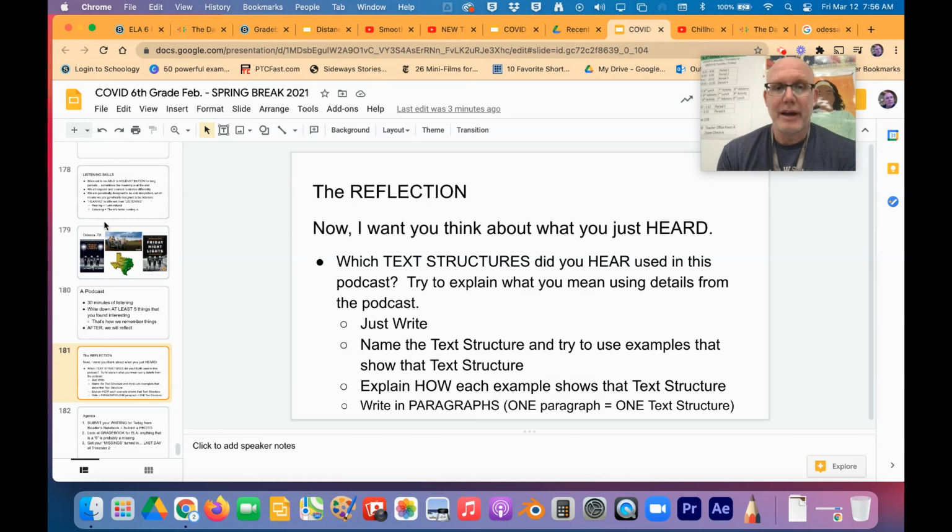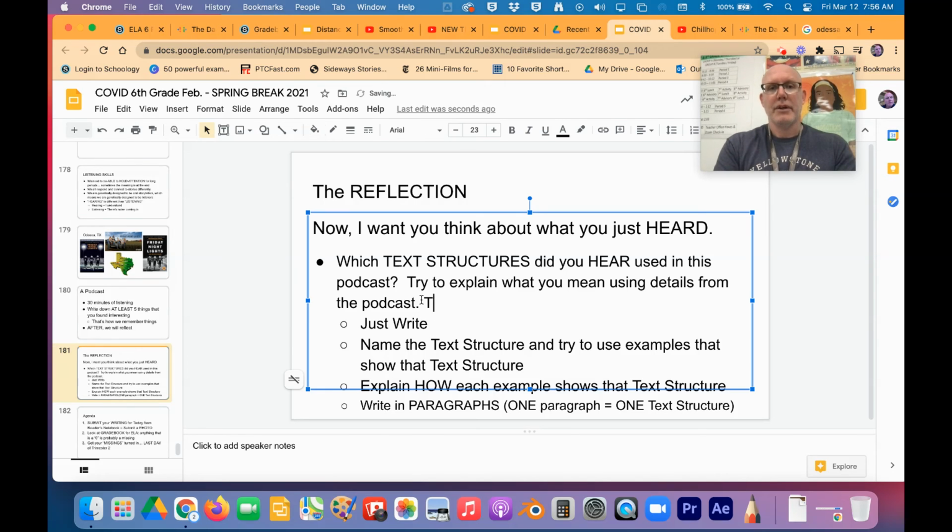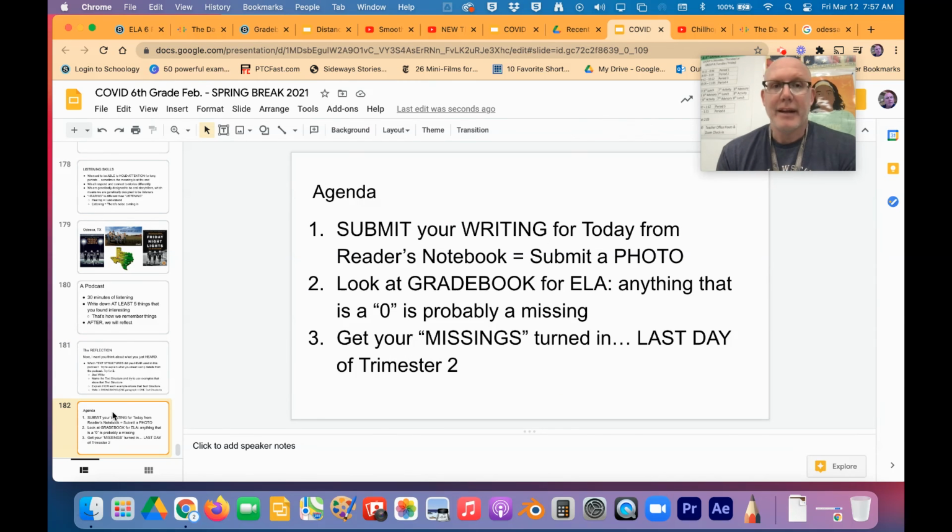I'd like you to try for 2. Try for 2, at least 2. If you find all 5, God bless you. I want you to keep writing. And then today, all I want you to do is submit your writing for today from your reader's notebook. So I should see everything you've written down, your notes. So the 5 things, 6 through 10, your notes, and then these paragraphs, at least 2 paragraphs.